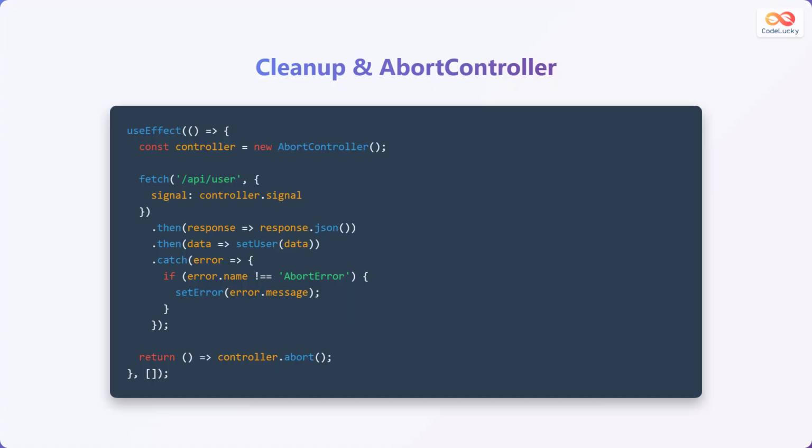To prevent memory leaks and race conditions, let's use cleanup and AbortController. Inside the useEffect, create a new AbortController instance. Pass the AbortController signal to the fetch options. In the .catch block, check if the error name is AbortError. If it is not, then set the error state with the error message. Return a cleanup function that calls controller.abort to cancel the fetch request when the component unmounts or when the effect is retriggered. This ensures that any ongoing fetch requests are canceled when the component is unmounted or the effect is rerun, preventing potential memory leaks and race conditions.